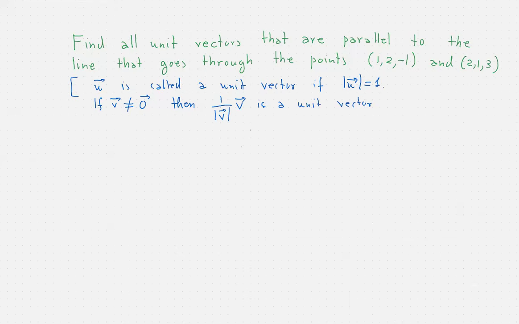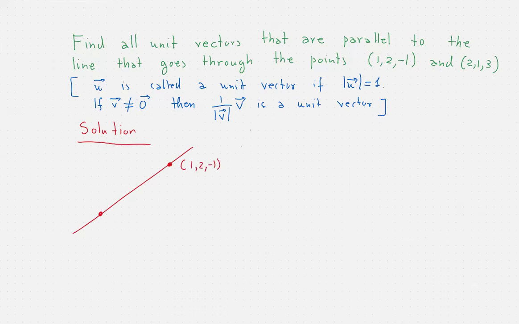And to solve this problem, it would be a good idea to draw a picture that shows us what is going on here. So without trying to suggest that any proportions are being observed here, let's suppose that we have this line that goes through these 2 points. So you have (1, 2, -1) and (2, 1, 3).